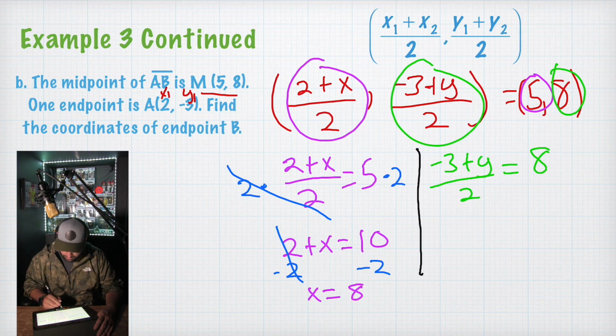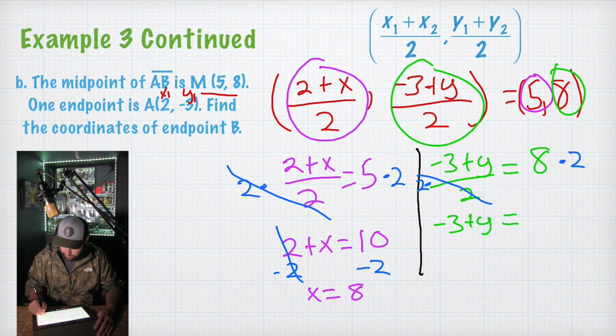Solve for y, do the same thing, multiply each side by 2. Our 2's cancel out, by the way. Negative 3 plus y equals 16. We're going to add 3 to each side.